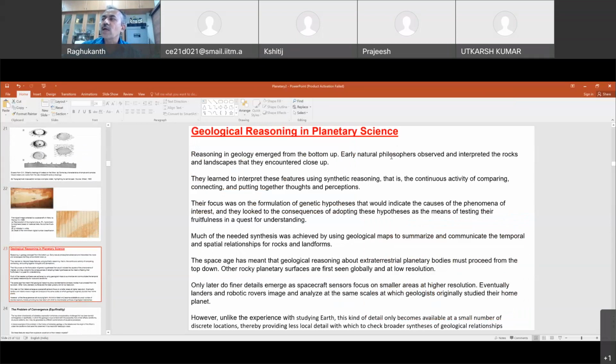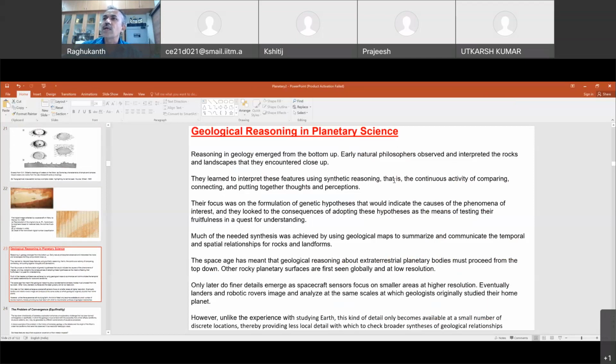So early natural science, geologists observed and interpreted the rocks and landscapes they encountered close up. So on our Earth, whenever people used to look at a mountain, what type of rocks it consists of, how these mountains have evolved, and all those things people used to do in geology itself. So what they do is, people generally use synthetic reasoning.